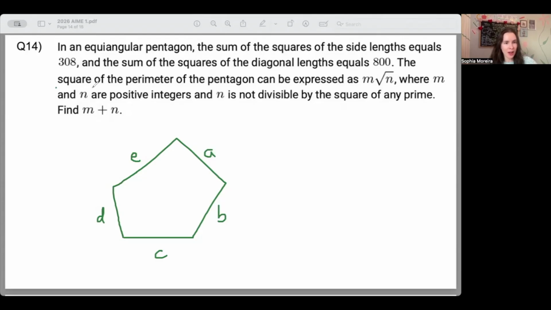Ultimately, what we're asked to find is the square of the perimeter, so let's write out what that is. We have a plus b plus c all the way through all the sides here, and then we square this expression. As we square it, the first thing that I note that's going to pop out is a squared, b squared, c squared, d squared, and e squared. Notably, that is the sum of the squares of the side lengths. In other words, 308. So great, that part's done already.